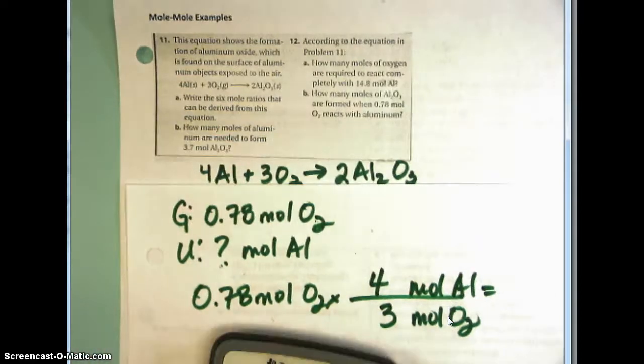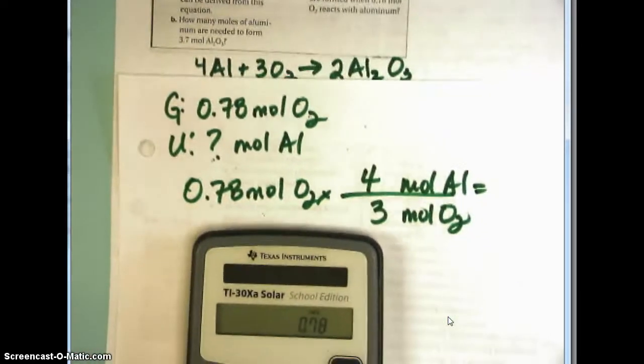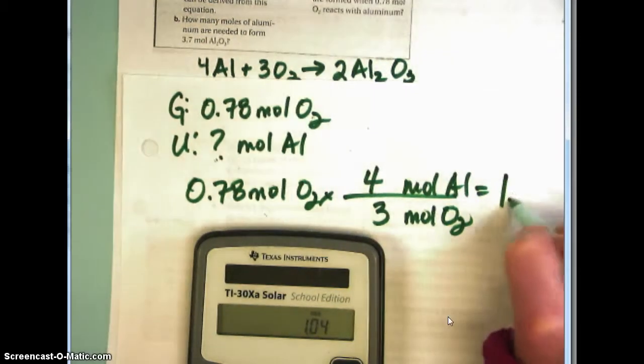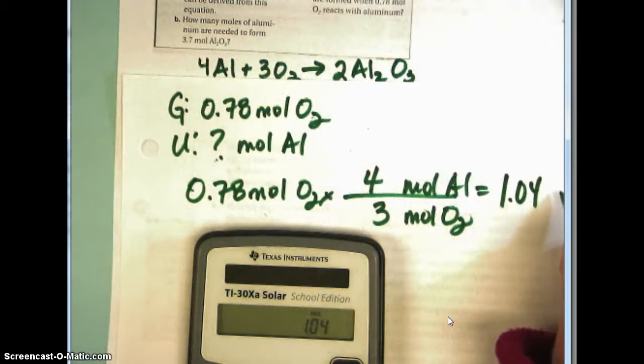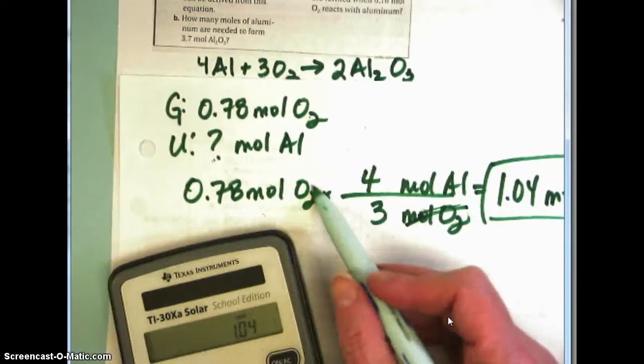And 0.78 times 4 equals, divided by 3 equals 1.04 moles of aluminum. Okay, remember the moles of oxygen cancel out.